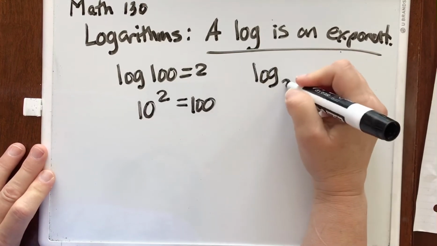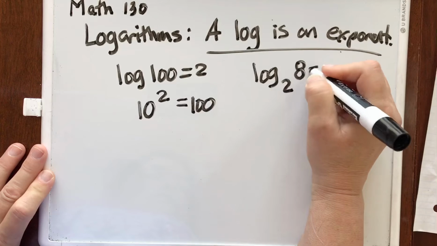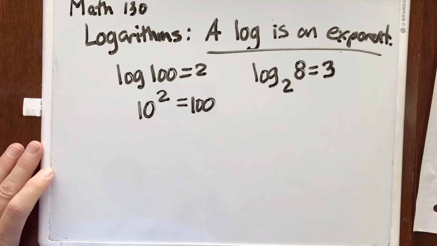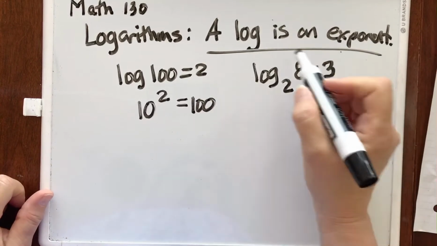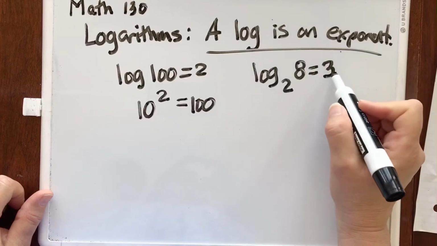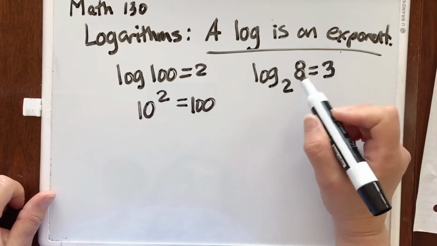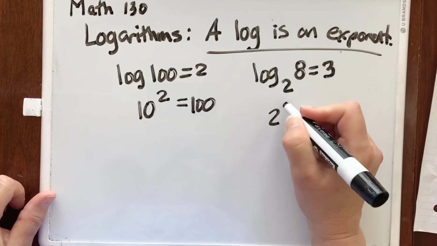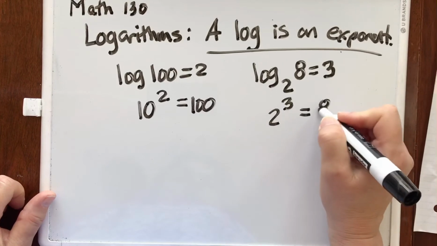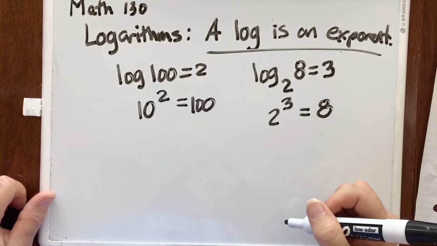Okay, let's do another one. Log base 2, 8, equals 3. All right, what is this 3? A log is an exponent. 3 is an exponent. To what base? To base 2. 2 to the third equals 8, which we know it does.